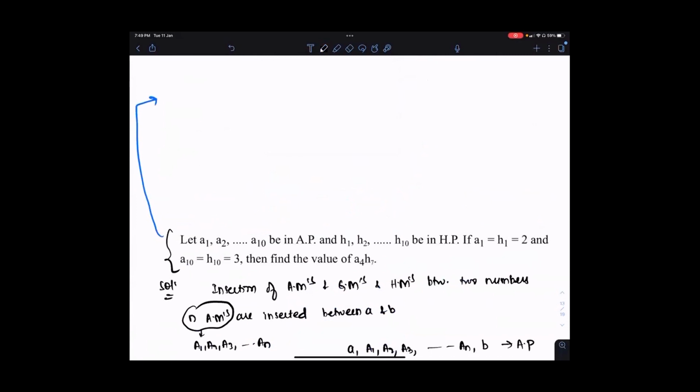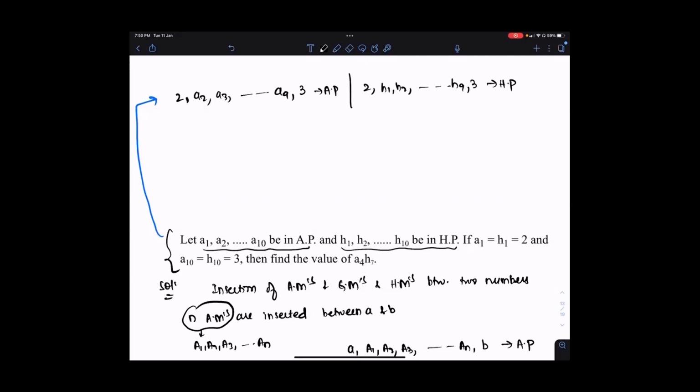See, we'll be using them. How will we be using them? Let this be in AP and this be in HP. They gave A1 and H1 as 2. That means A1 is 2, A10 is 3, so A2, A3, and so on till A9, and this is 3. This is in AP, they are saying. And 2, H1, H2, and so on till H9, H10 they have given as 3. This is in HP they have given.